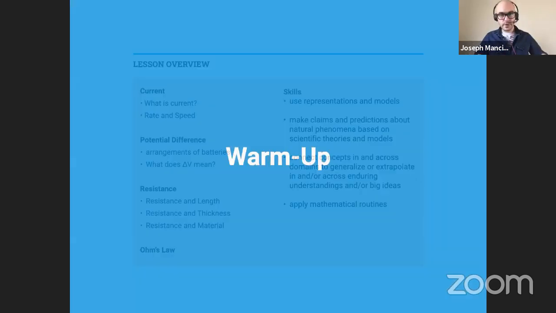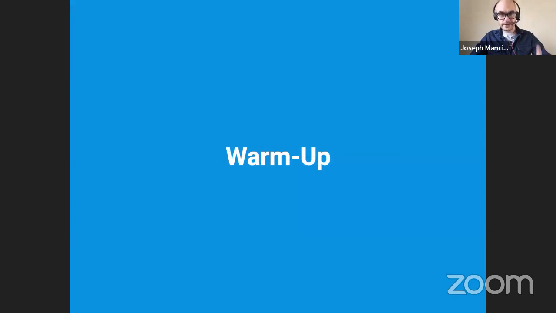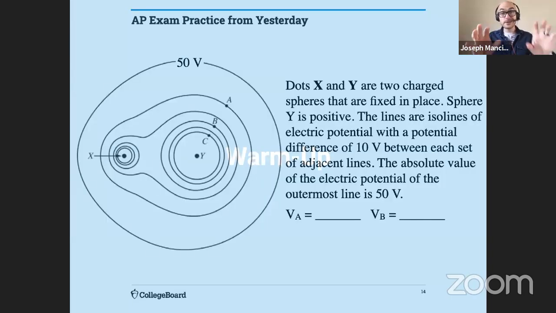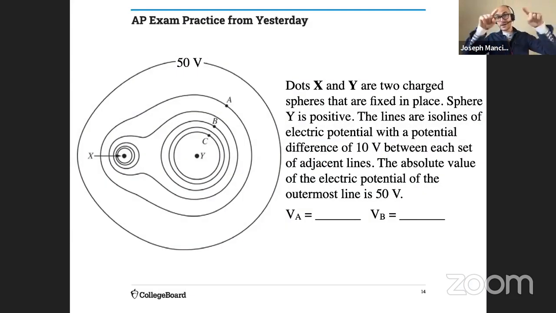So here comes a warm-up. Here's where we left off yesterday. We had 2 charges, and you had a drawing of the equipotential lines around those charges. You knew that one of the lines was at 50 volts, and that the isolines are separated by 10 volts each. So your job was to figure out the voltage, the electric potential at point A and at point B.